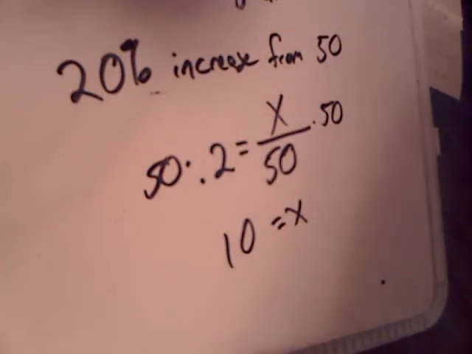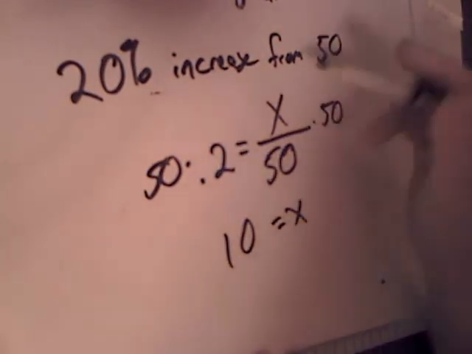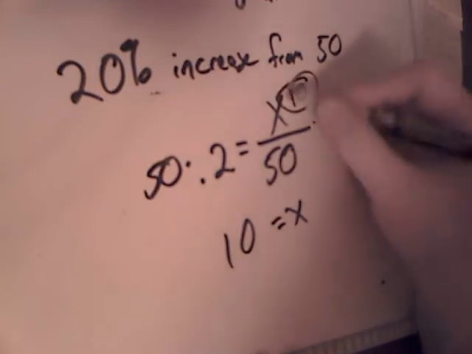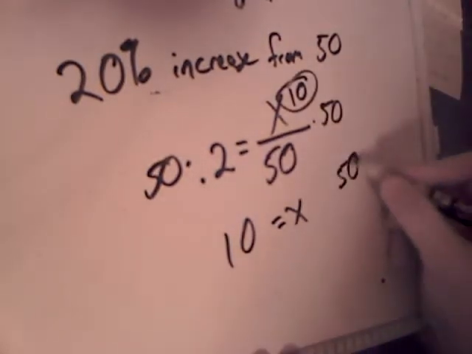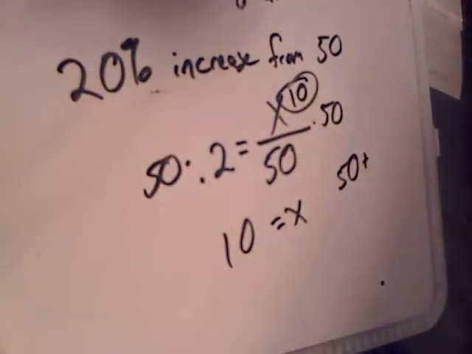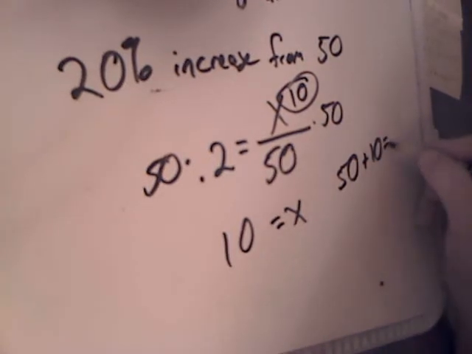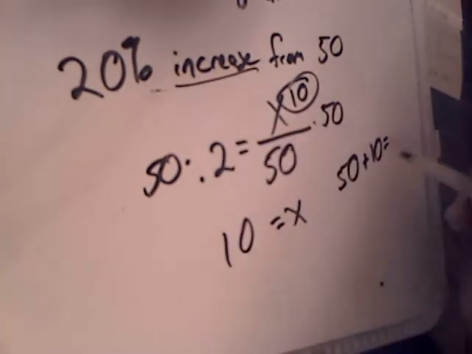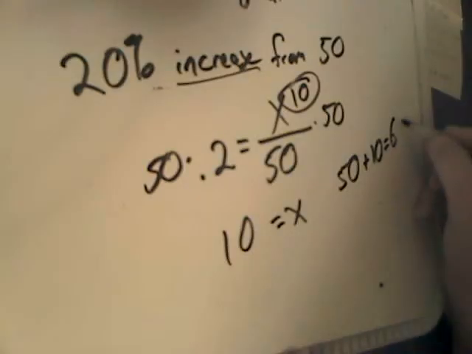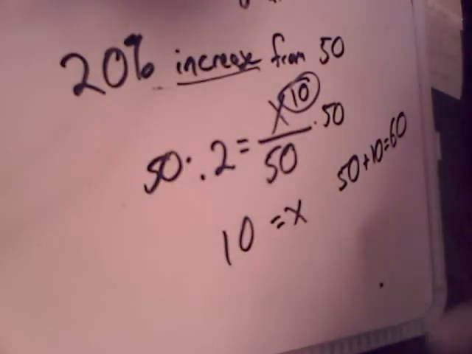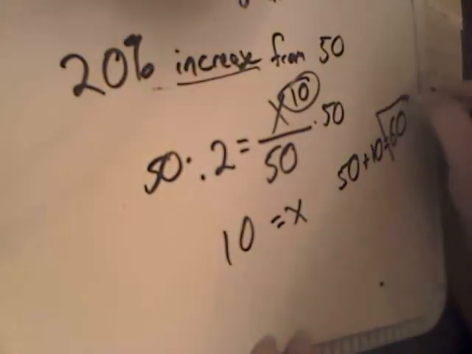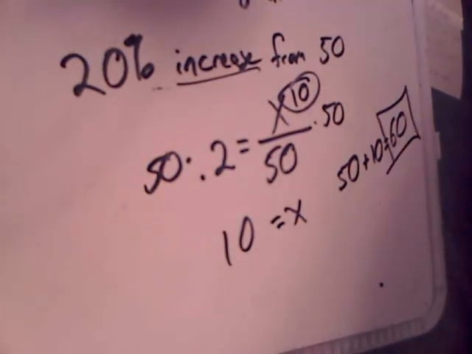So my new number is not going to be 10. My new number is going to be my original number plus the amount of change. Because this is an increase, I'm going to add the amount of change, which means that a 20% increase from 50 is going to result in the number 60.